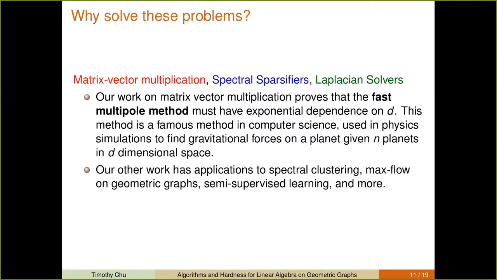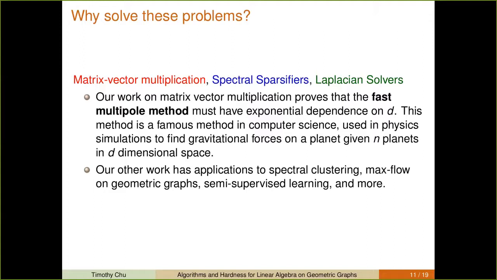The fast multipole method is a quick way to do this that's very popular in physics simulations. However, it has an exponential dependence on d. Usually, when you're thinking about this problem, it's in 3 dimensions, so it's fine. But the question is, do you need this exponential dependence on your dimension d for solving this planets and gravitational forces problem? And our work shows actually, yes. Yes, you do.